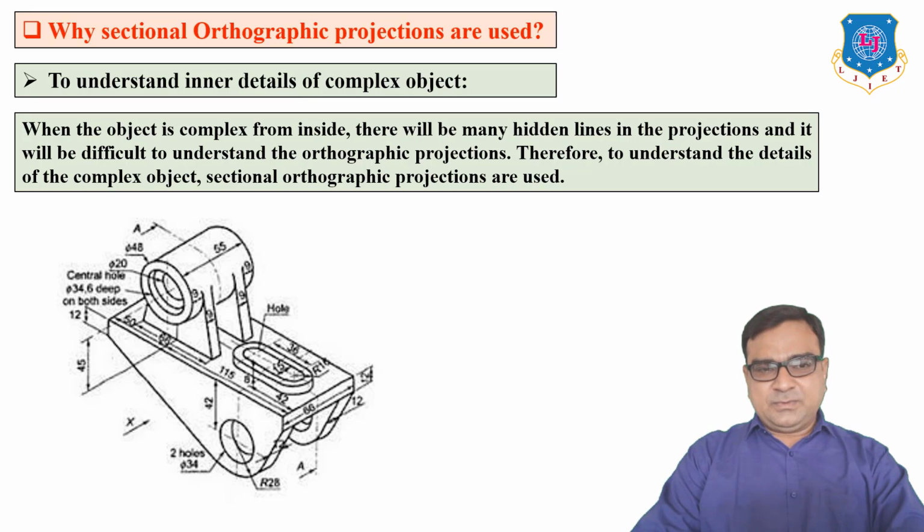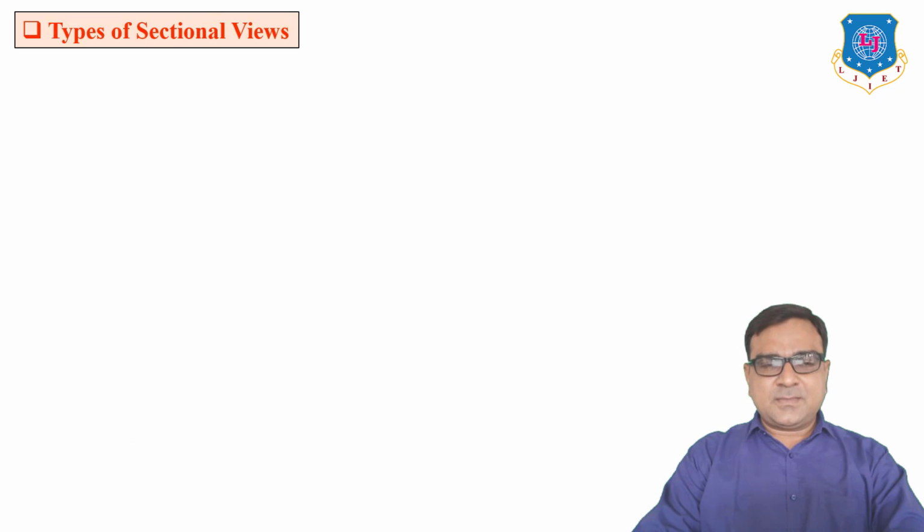So to clearly understand the internal shapes, we must know the sectional views of particular objects, like sectional front view, sectional side view, or sectional top view. So that's why we are using sectional orthographic projections. Now, types of sectional views.